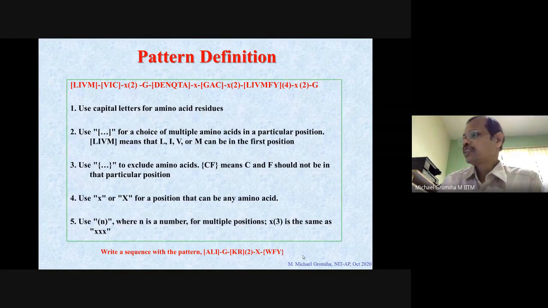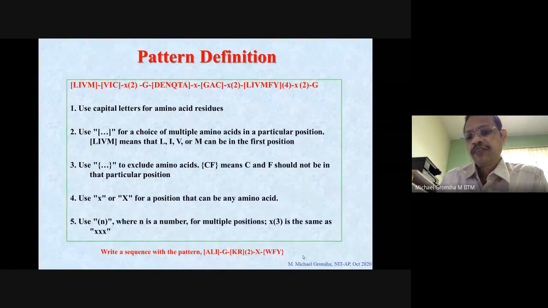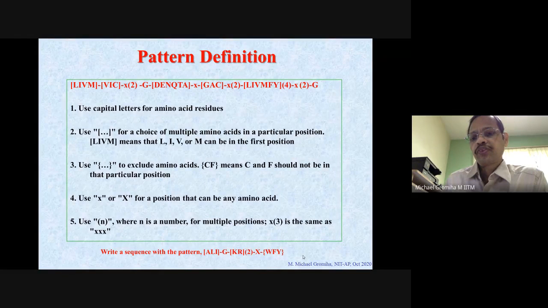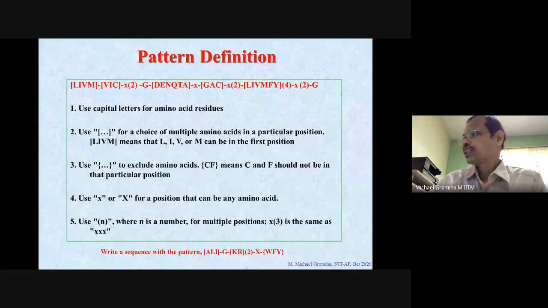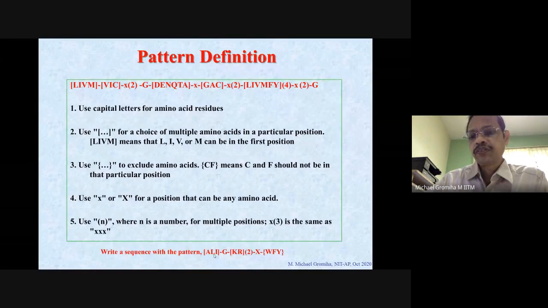Six, right? So can you write the sequence for a 6-residue peptide using this pattern? Correct. So can you write a peptide? What are the residues allowed in the first position? A is correct, G is correct, and KK is correct, and the X is M, fine.